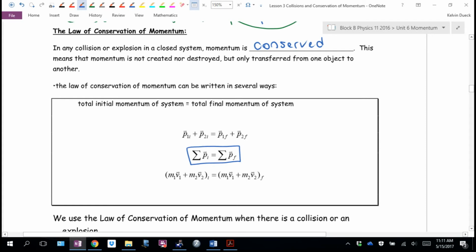Now, what the heck does that one there mean? Does anybody know what that symbol is an abbreviation for? Conservation. Nope. Okay.